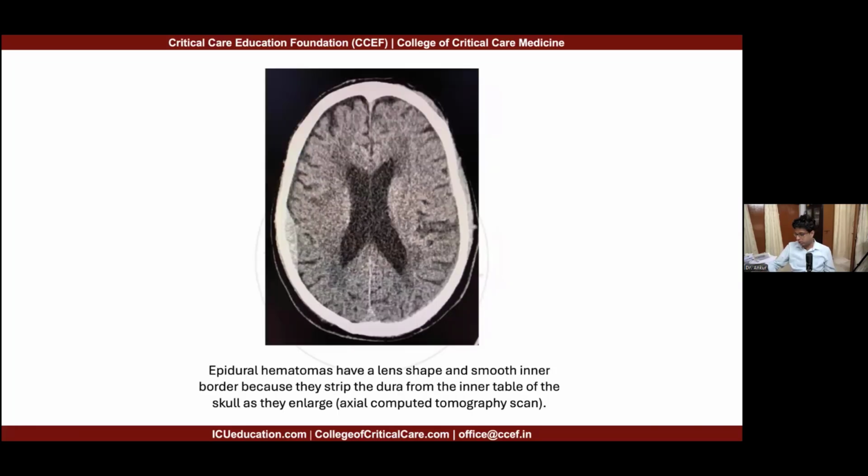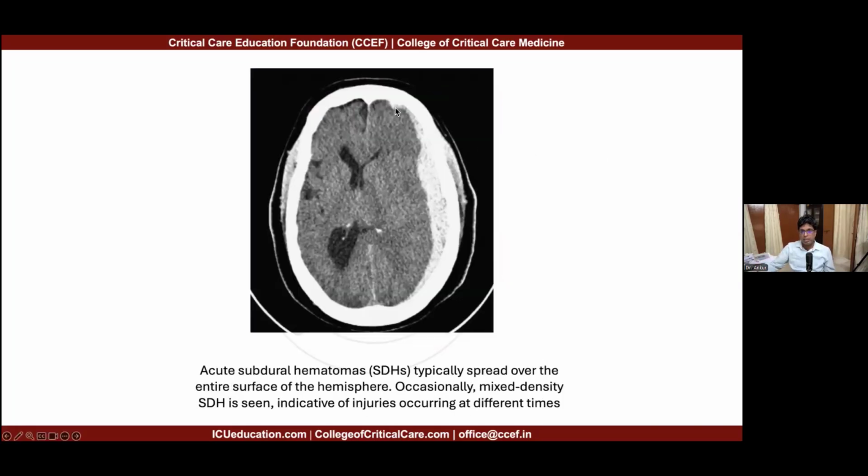So you can see that it starts here and it's a crescentic shaped structure. The previous one was a lens-shaped structure, and this is a crescentic shaped structure, slowly progressing, putting pressure on the right side of the brain, and this patient requires a craniectomy at this stage. Now, this can be acute, subacute, and chronic. Why is it important? Acute, you will pick up on the CT scan that it is very bright. Subacute, you will see that it is black as compared to gray matter.